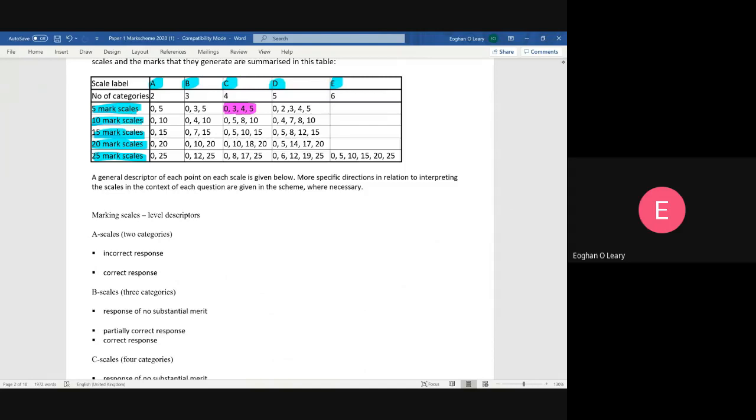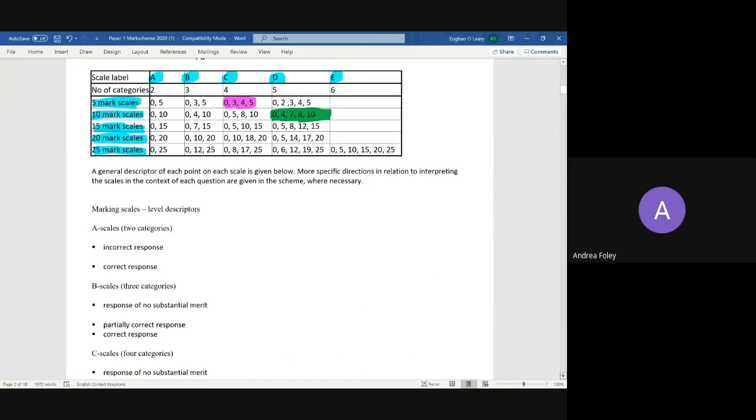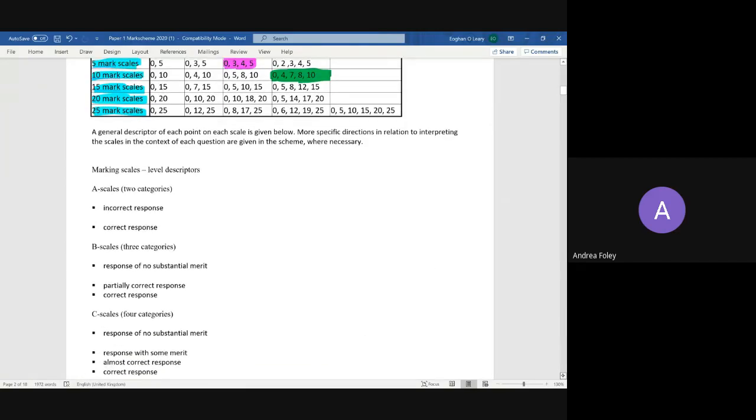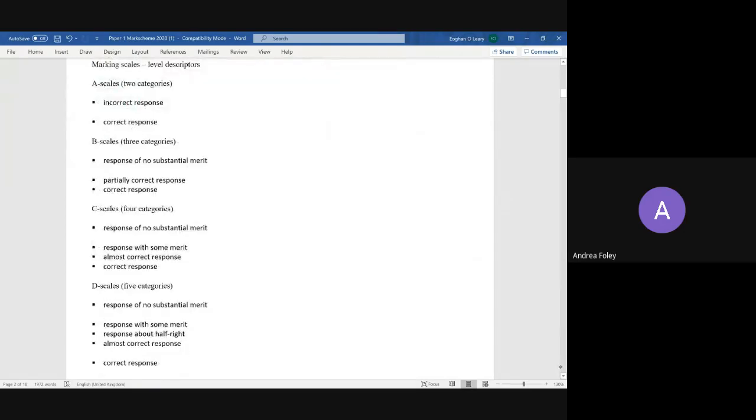Perfect. And if I could just take one example, a typical type of question, 10 marks on the D scale. Could you explain to us again how a student will get 4, 7, 8, or 10 in that example? Yeah, no problem. If you scroll down the page when you get it, you can see there's a section that says D scales. So there are 5 categories available for the D scales. The first bullet point is for 0 marks.